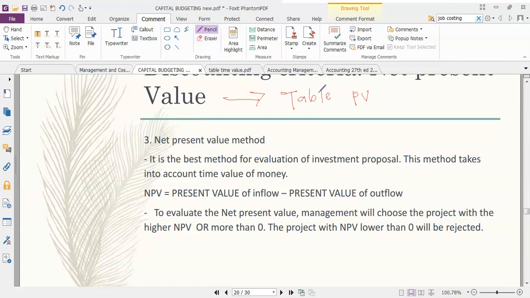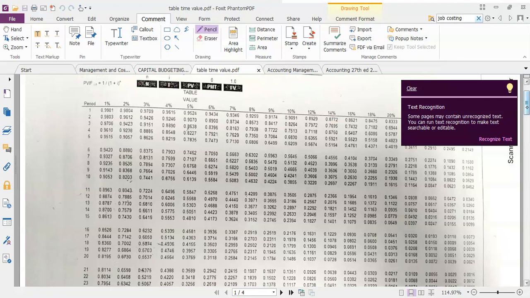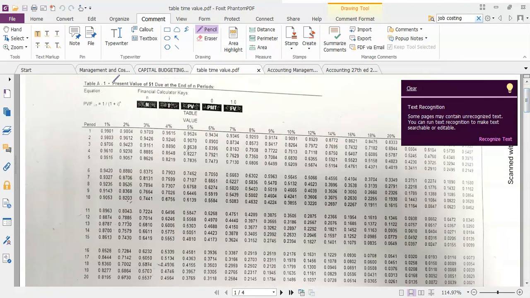Table PV, table time value. Kita kena tengok yang ni. Okay, saya ada bagi dekat dalam group. So, you kena follow, tengok kepada table A1. Okay. Table present value. Kat sini dia ada percentage yang kita kena tengok.